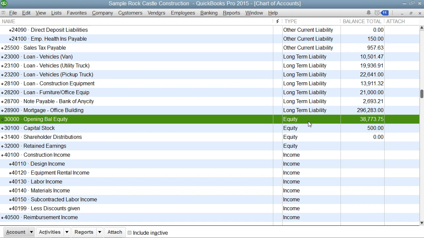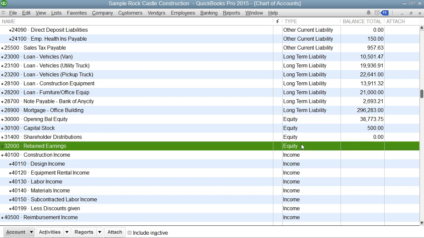Equity can come from three different sources: investor money, current year profits, or retained earnings, which are profits from previous years that haven't been distributed to shareholders. The only available type of account for equity is the equity account type.